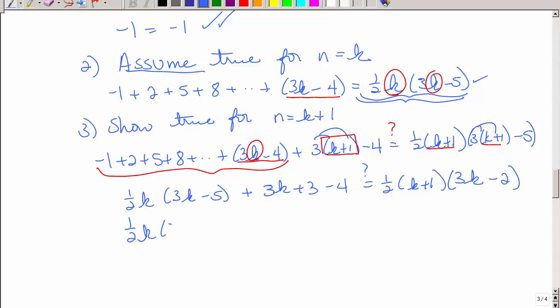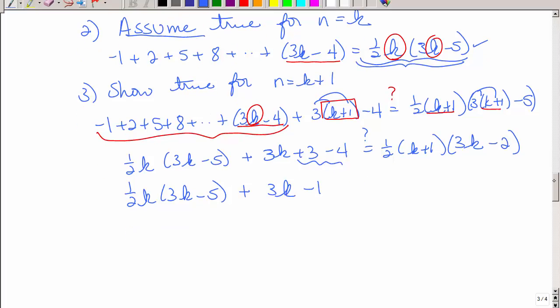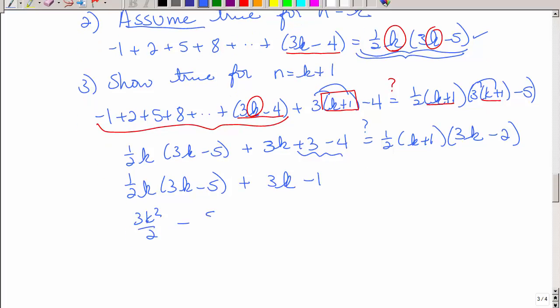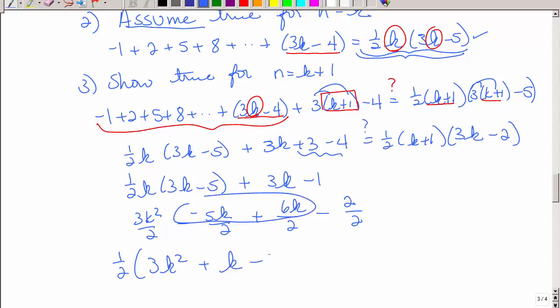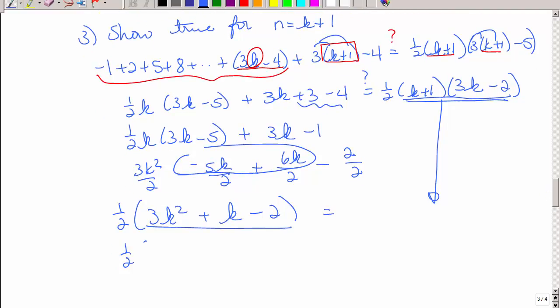So just like on the last example, I'm going to collect like terms. Then I'm going to distribute. I'm going to go ahead and find a common denominator of 2. I'm going to factor out my 1/2. I'm going to go ahead and collect like terms here. So that gives me a plus k and a minus 2. And at this point, I'm going to say, hey, does this factor into that? Multiply that out in your head or on some scratch paper and say, hey, does that equal what I need it to equal? And yes, it does. So I need to factor this and be done.